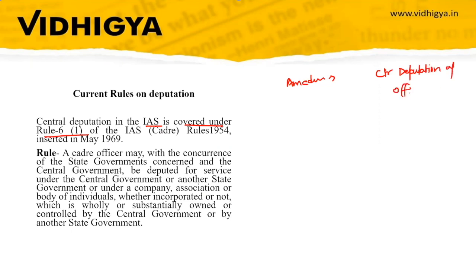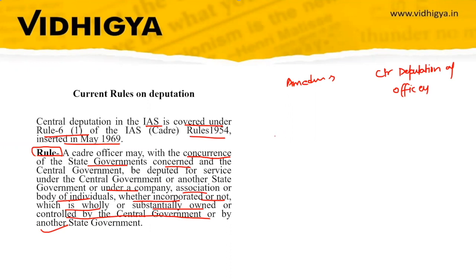of officers. The central deputation in the IAS is covered under Rule 6.1 of IAS Cadre Rules 1954, inserted in May 69. So what is the current rule? A cadre officer may, with the concurrence of the state government concerned and the central government, be deputed for service under the central government or another state government or under a company, association, or body of individuals, whether incorporated or not, which is wholly or substantially owned by or controlled by the central government or by another state government.